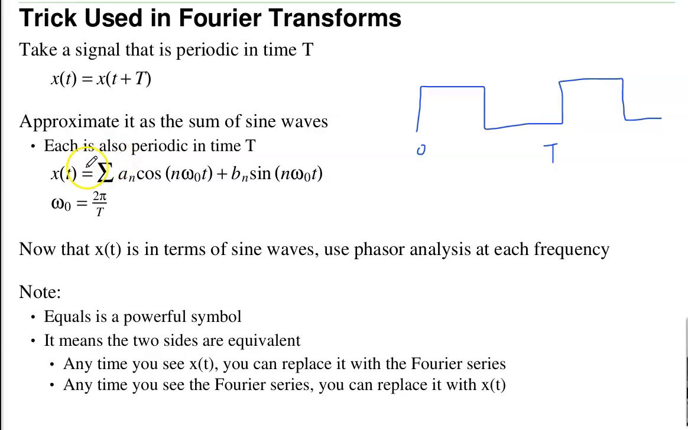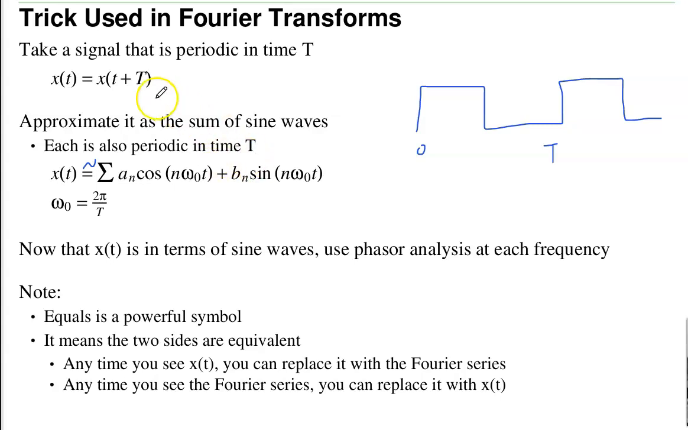Let's say x of t is a bunch of sine waves that also have the same period. Well, I can curve fit anything. If I take enough terms in here, I can approximate a square wave with a bunch of sine waves. The advantage of using sine waves is that now that they're sine waves, I know what to do. That's phasors and superposition.